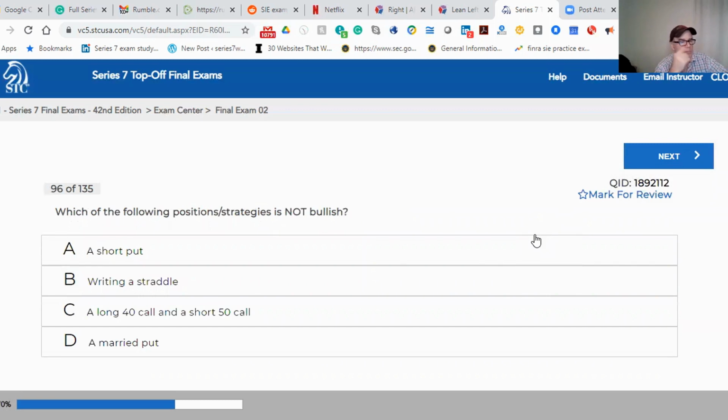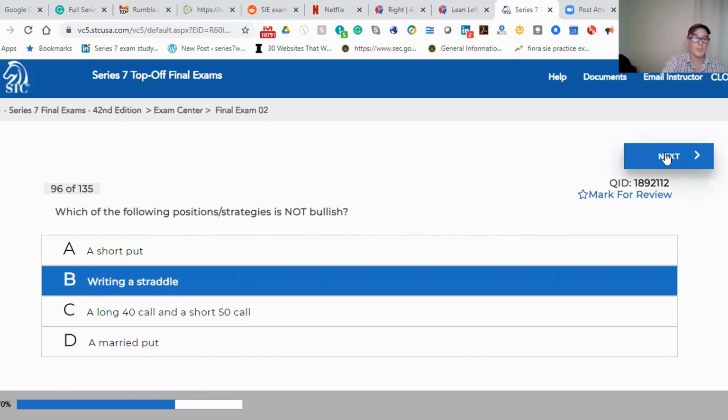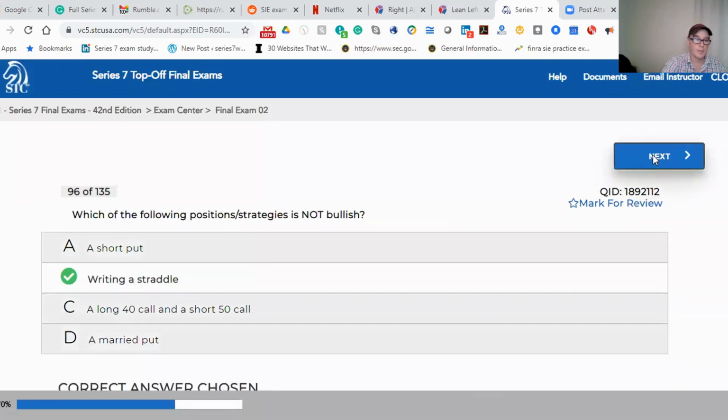Which is not bullish. And remember something, when they say not bullish, they don't always mean bearish, they can mean flat. A short put is bullish, boom. Writing a straddle is neutral, so it's not bullish. That could be the answer. Long a call is bullish. Long a 40 call and short a 50 call is a debit spread because the 40 call is better. I have to pay more for that. Long call is dominant. I am bullish. A married put, I bought stock and bought a put. I'm bullish. So it has to be B. Not bullish doesn't always mean bearish. Sometimes it just means it's not bullish.